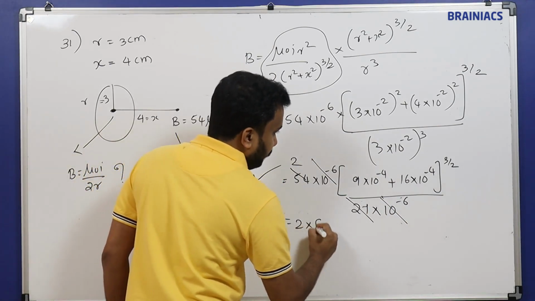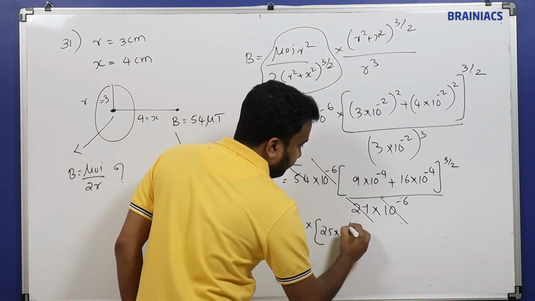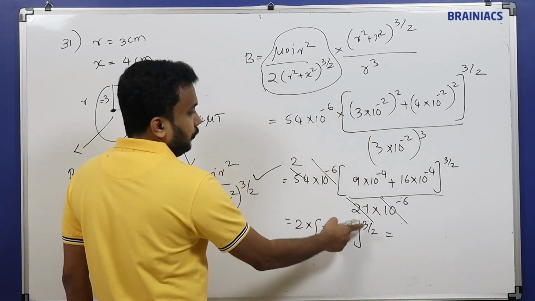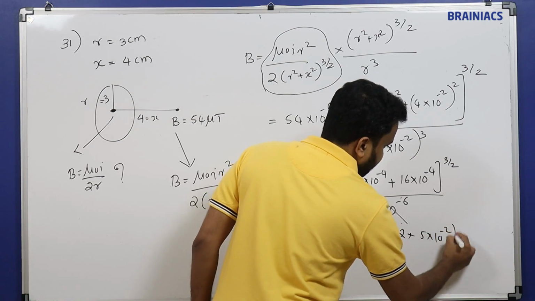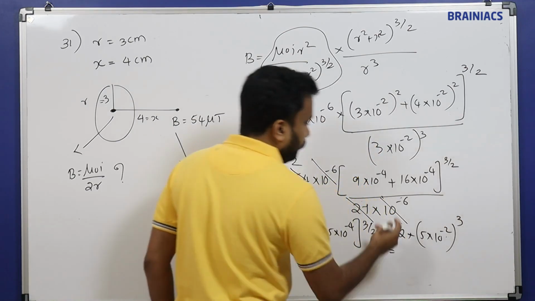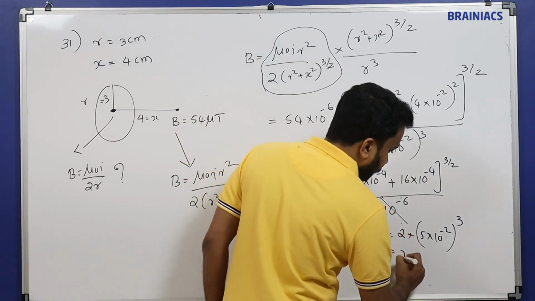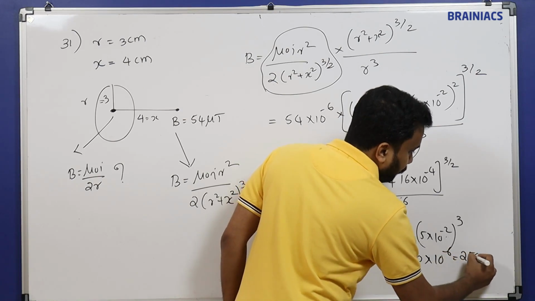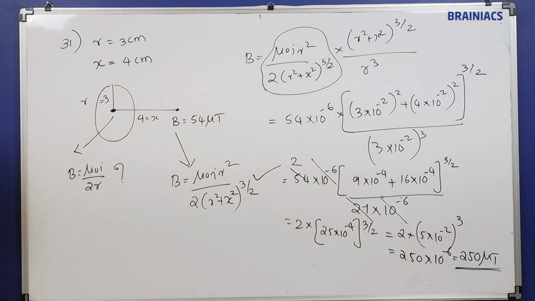So 2 into within bracket 9 plus 25, 25 into 10 power of minus 4 whole power 3 by 2. So first the root, then we will take the cube. So 2 into 5 into 10 power minus 2 the whole cube. Root cube, so 5 cube is 125. 125 into 2, 250 into 10 power of minus 6, which is equal to 250 microtesla. So the answer for 31 is option C.